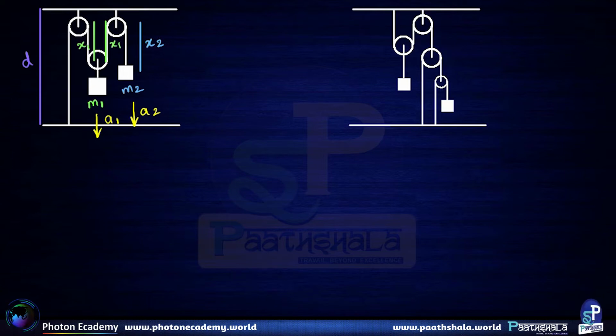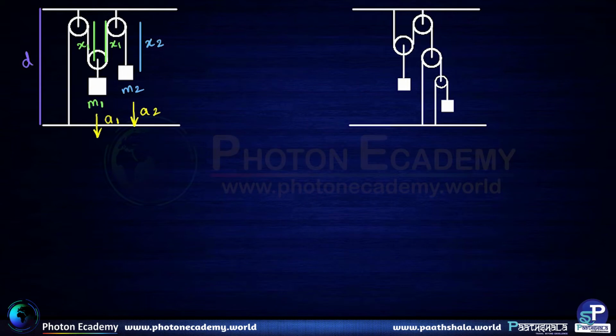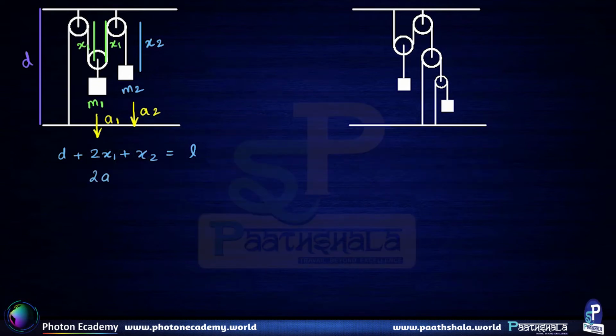As far as the length of the string is concerned, this constant part d plus 2 times x1 plus x2 is going to give us the length of the string L. On double differentiating, we get 2 times a1 plus a2 is equal to 0. So this is our first equation.